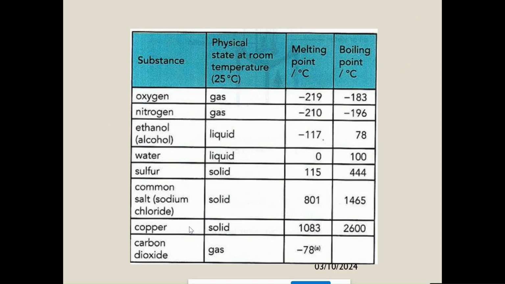Here are examples of some pure substances with their melting points and their boiling points. If any of these substances are mixed with some impurities, their melting point will change and their boiling point will change too.